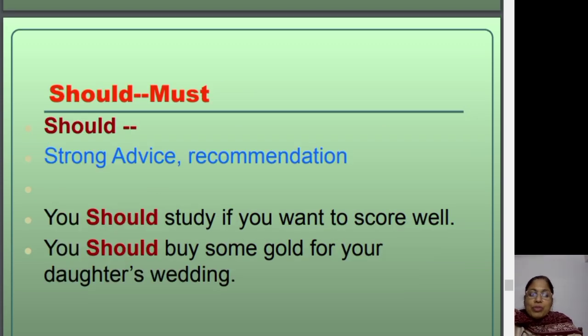We make use of should to give a strong advice or recommendation. For example, you should study if you want to score well. You should buy some gold for your daughter's wedding. I am giving an advice to a person here.